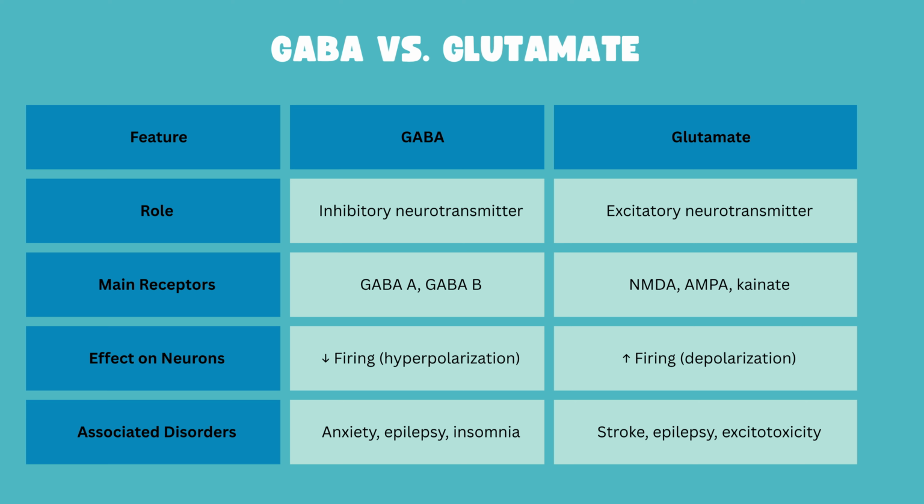Glutamate, on the other hand, is the main excitatory neurotransmitter. It increases neuronal activity through depolarization, acting on NMDA, AMPA, and kainate receptors. It's essential for learning and memory, but excessive glutamate can lead to stroke, epilepsy, and excitotoxicity. Together, they maintain the brain's excitation-inhibition balance. GABA prevents overactivation, while glutamate drives cognitive function.